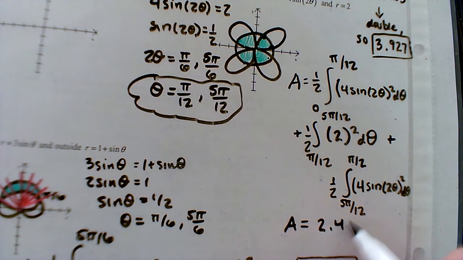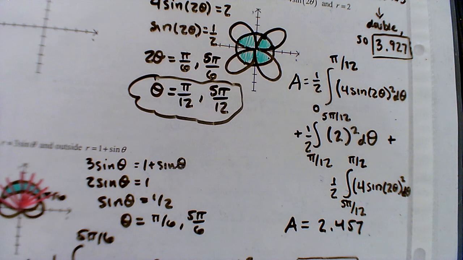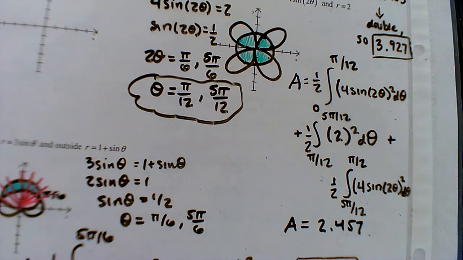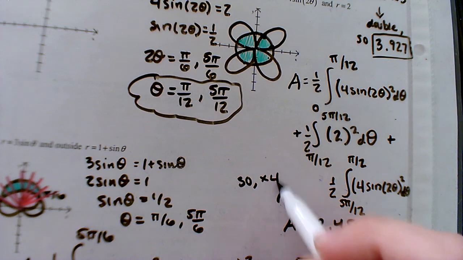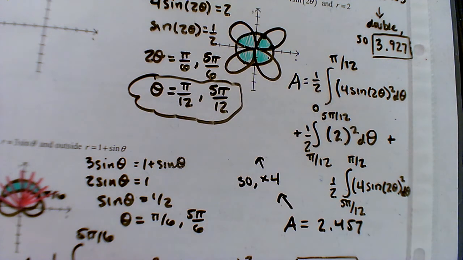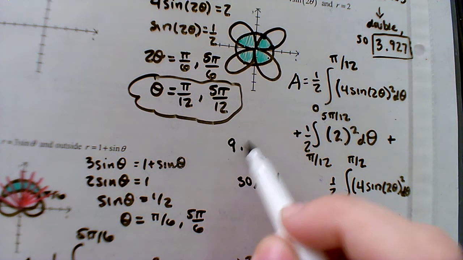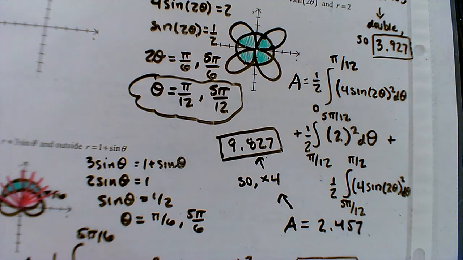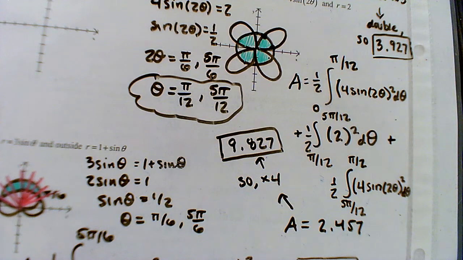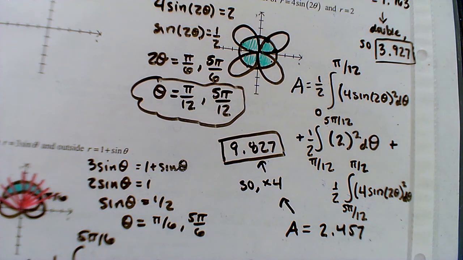Let's see, I got 2.457. Is that okay? All right, so that's just the area in the first quadrant for that first petal. They wanted all of the common interior, so we have to multiply by 4, and that would give us 9.827. Sound good?